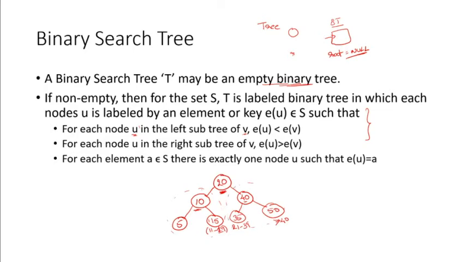In the same way, you can also consider this node. All the elements less than 10 will be available in the left subtree of 10, and all the elements to the right of 10 will be available in the right subtree of 10. Okay, so this is about binary search tree.